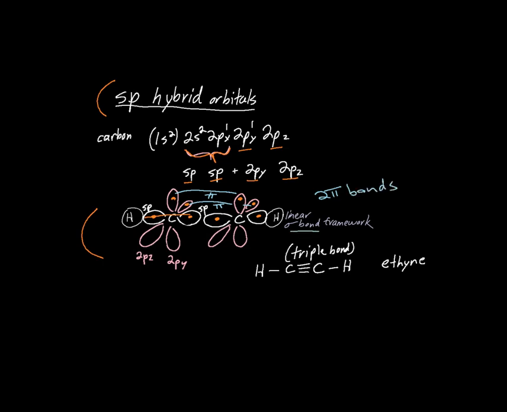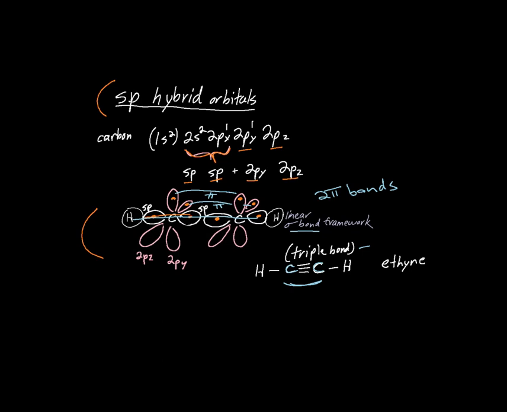So there's a linear sigma bond framework and two additional pi bonds, and we can represent it in a similar way with the two carbons and 1, 2, 3 bonds, we call it a triple bond. But just like before, only one of those is a sigma bond. The other two are pi bonds at right angles to each other.